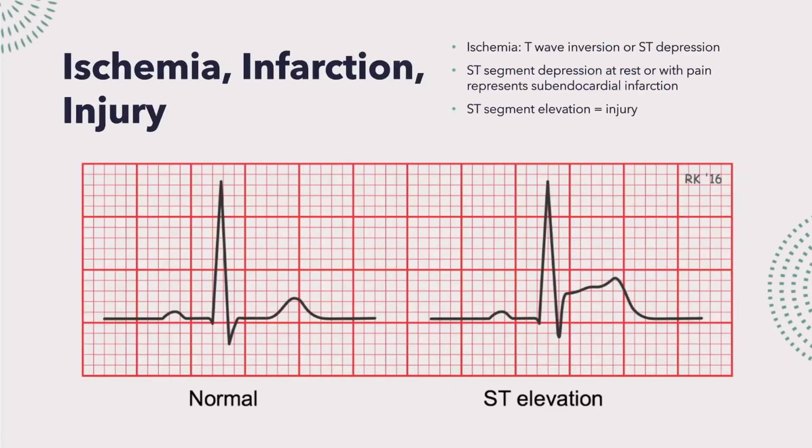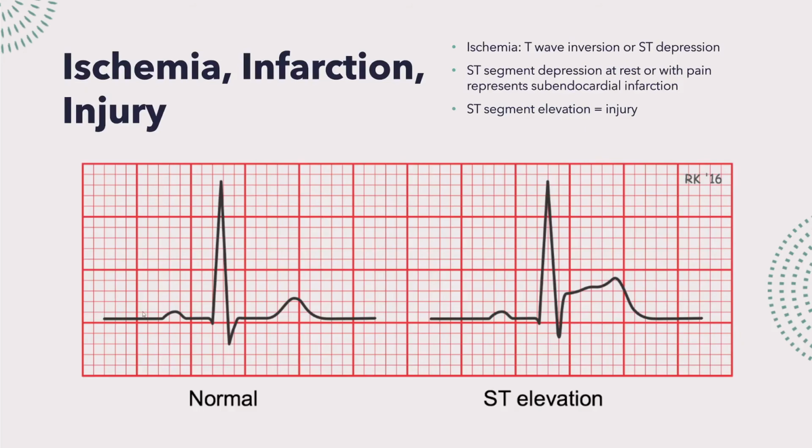Okay, so that brings us to ischemia, infarction, and injury. These are all different sides of the same coin. Ischemia is when your heart needs more oxygen than it's getting. Infarction is the consequence of sustained ischemia. It's actual damage, and it's a type of injury. There's multiple types of heart injuries that can occur. Infarction is one of them.